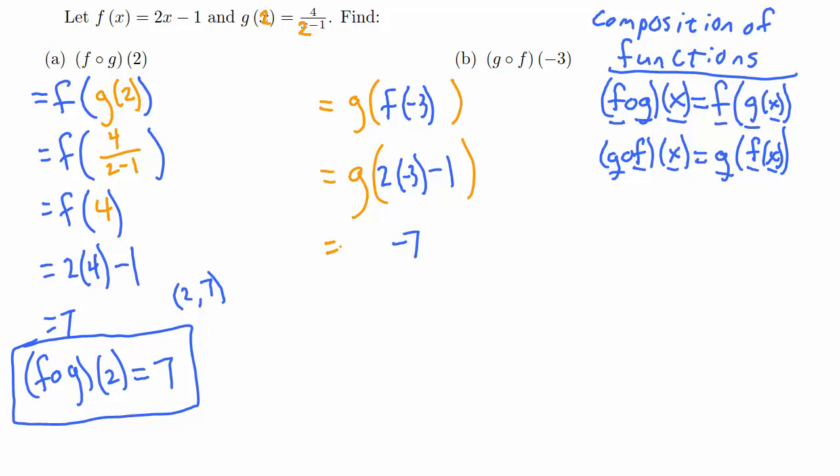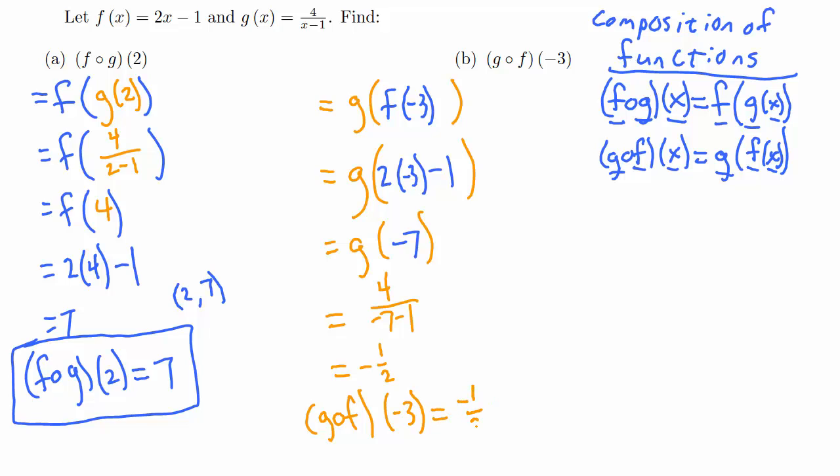So really what I want to do is figure out what is g of negative 7. Well, that means that this x and this x are replaced with negative 7, and you simplify. So that's going to give me 4 divided by negative 7 minus 1. Negative 7 minus 1 is negative 8. So that's 4 divided by negative 8, which simplifies to negative 1/2. And this tells me that g composed of f of negative 3 is equal to negative 1/2.